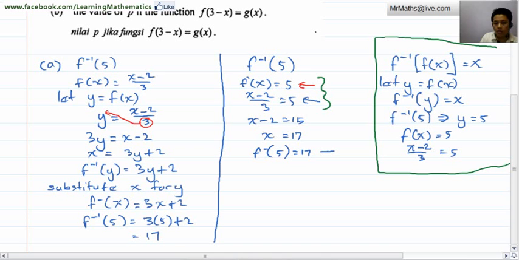Then how on earth did I get this? Okay, let me just show you at the side here. We have proven from here that f inverse of y is equal to x, and when y is equal to 5, then x is equal to 17. Then that means we just replace the value of y equal to 5 and x equal to 17. That's how we get here. That's how we get this answer. Alright?